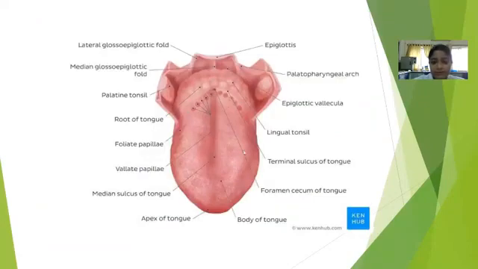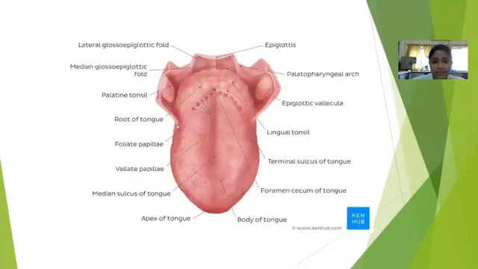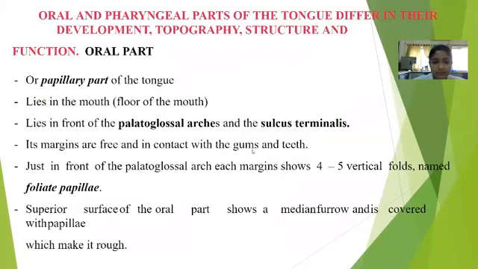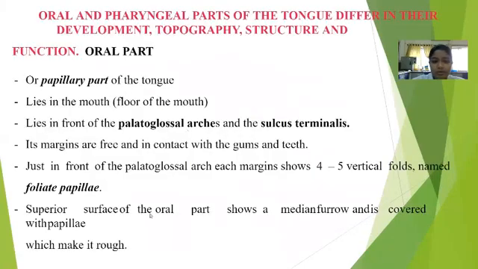This is the sulcus terminalis. Its margins are free and in contact with the gums and teeth. So, these are the margins. Just in front of the palatoglossal arch, each margin shows 4 to 5 vertical folds named foliate papillae. So these are the 4 to 5 foliate papillae. The superior surface of the oral part shows a median furrow and is covered with papillae, which makes it rough.